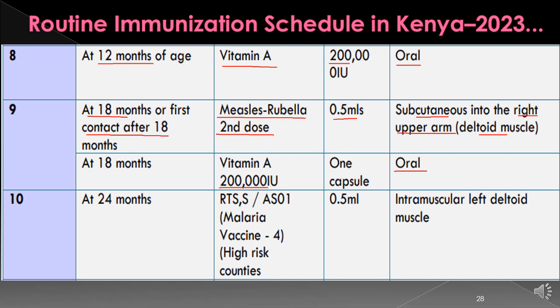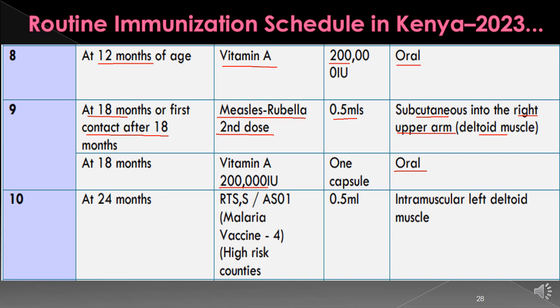So we've talked about age 12 months, vitamin A supplementation, age 18 months, vitamin A supplementation, as well as the second dose for measles rubella. Note or notice the increase in the dosage of vitamin A supplementation at age 12 months and 18 months.